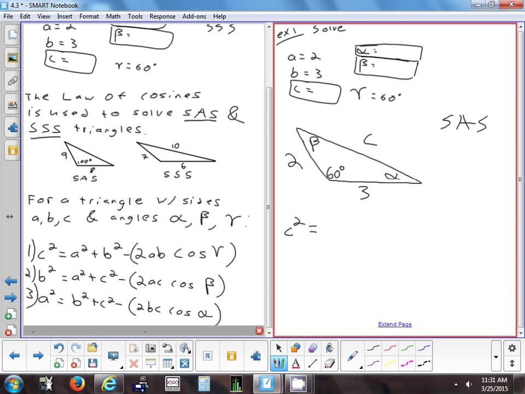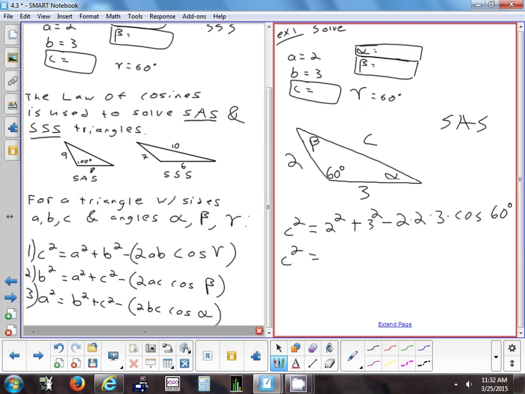All right, so we have c squared equals a squared plus b squared minus 2 times a, which is 2, times b, which is 3, times cosine of 60. Now, the biggest mistake I usually see is in order of operations. People forget about PEMDAS. So we'll just go through carefully.